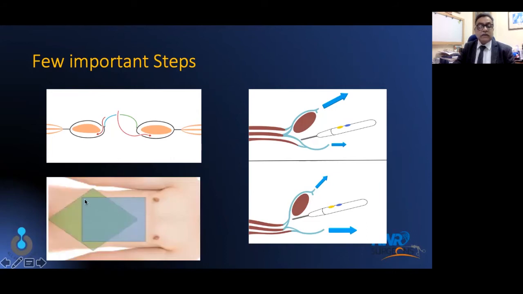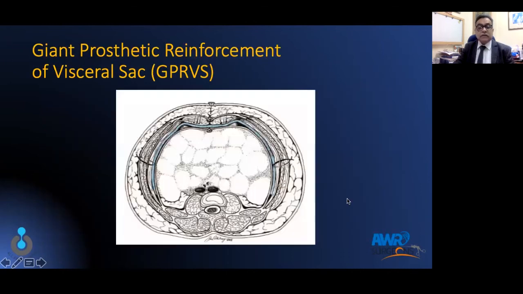And of course, then the amount of mesh that has to be used. Typically a 30 by 30 centimeter mesh in a diamond format is used, but that's not adequate in most cases of LOD, and you will have to supplement it with another 30 by 30 in a rectangular fashion, making it an inverted home plate, or maybe a bigger mesh of 50 by 50 will take care of this problem.